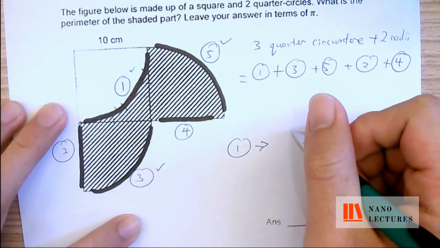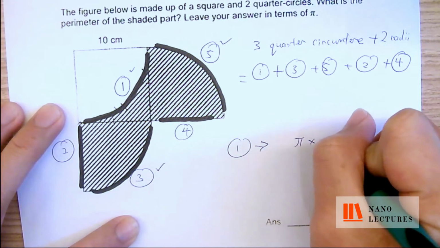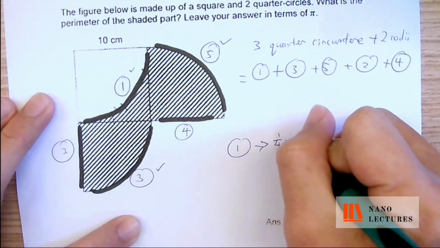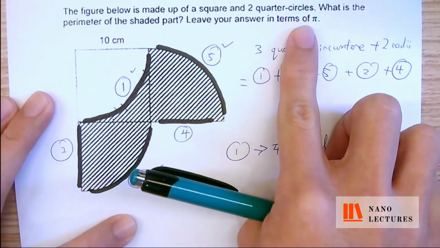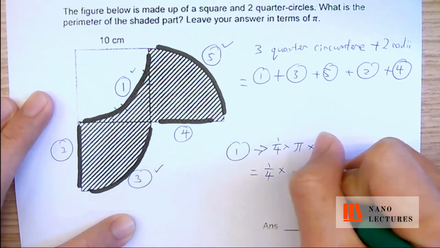Now, quarter circumference. Remember the formula for the circumference of a circle would be pi times d. And since we're only looking for a quarter, which is 1/4, just take 1 quarter multiplied by pi times d. And they said leave your answer in terms of pi, so you do not need to put 22/7 or 3.14 over here. So 1 quarter multiplied by pi.